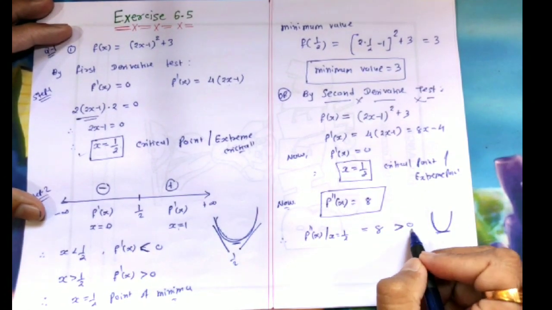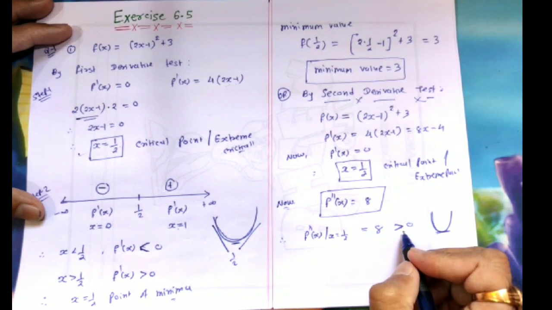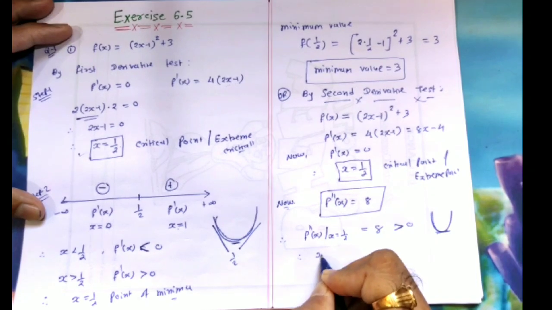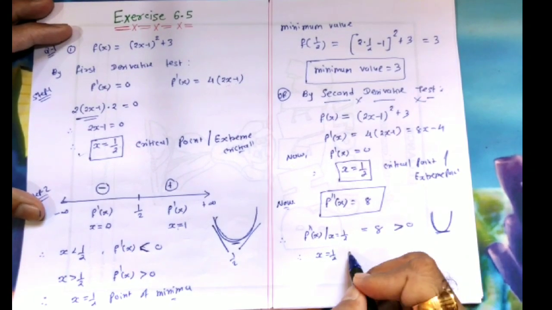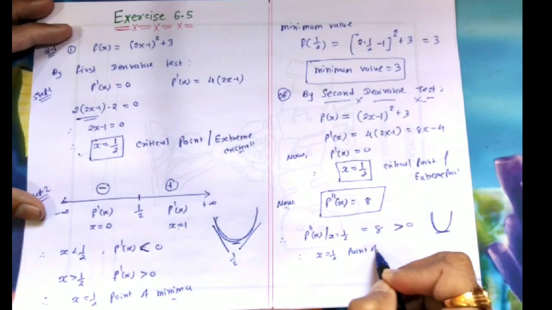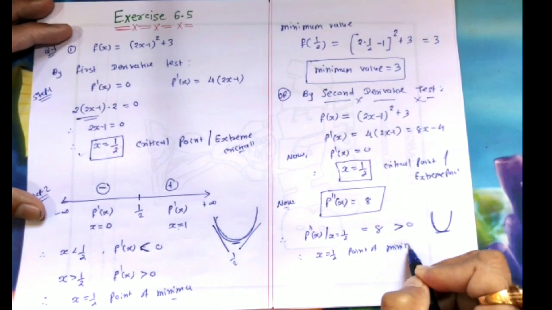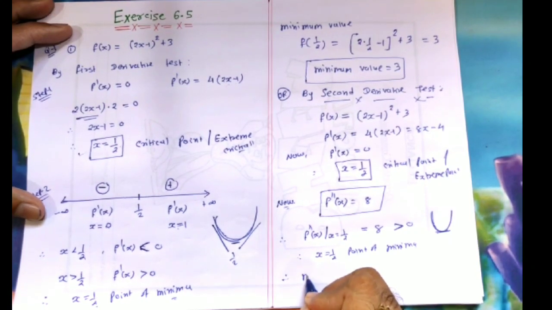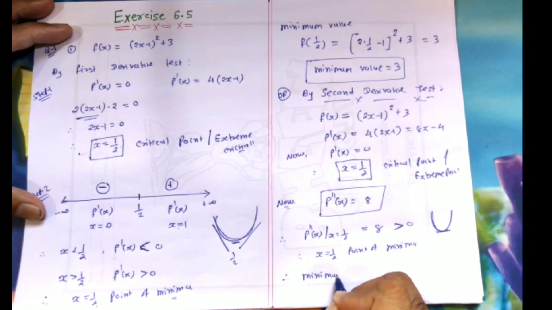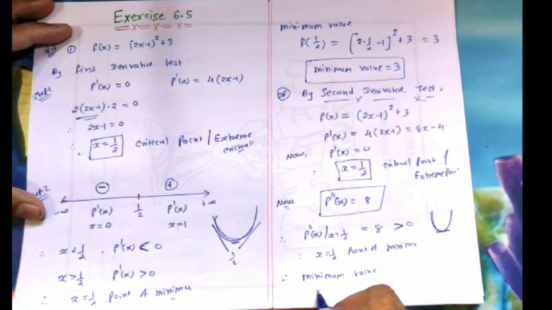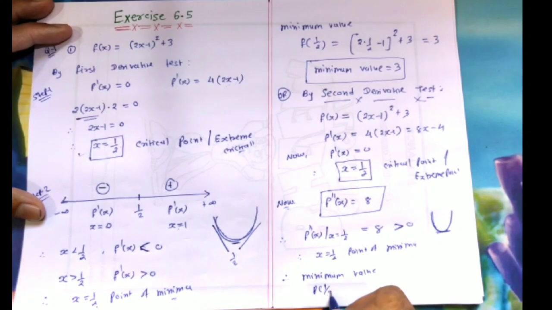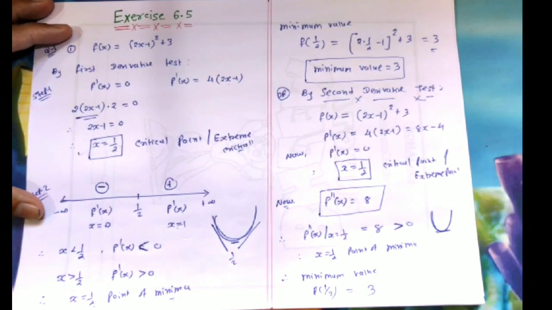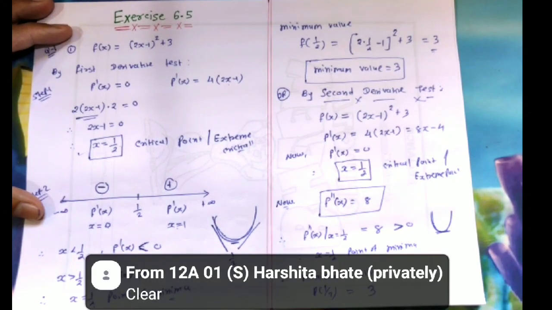So here 8 is greater than 0, f double dash x is positive. So this x equal to 1 by 2 is nothing but the point of minima. Therefore x equal to 1 by 2 is the point of minima, and therefore our minimum value of the function will be f of 1 by 2. f of 1 by 2 is nothing but 3. So this is how you can solve the given function by second order derivative.